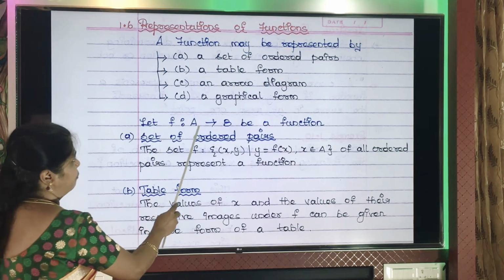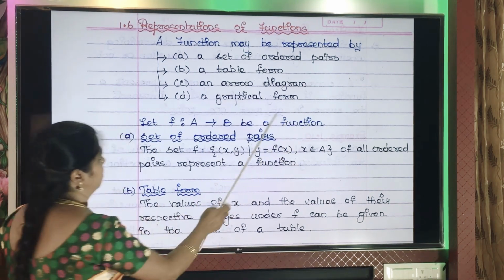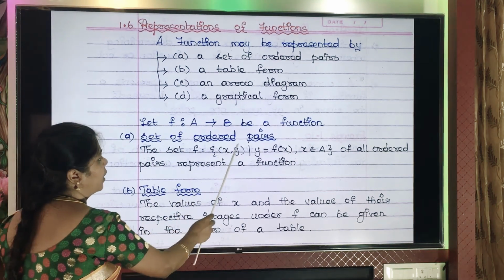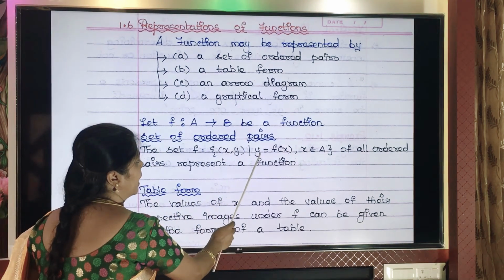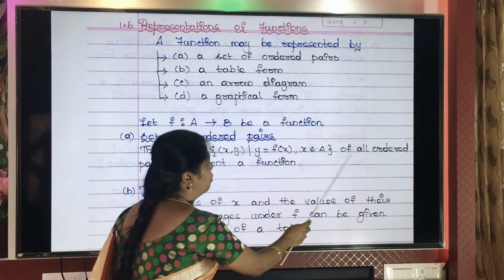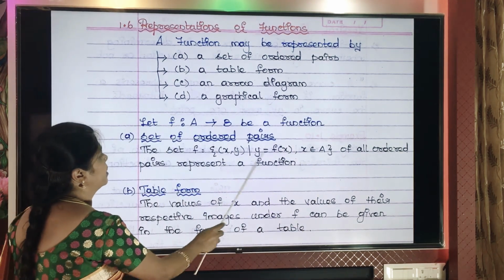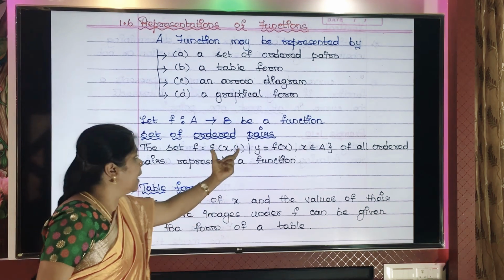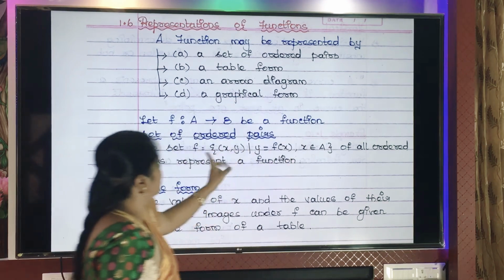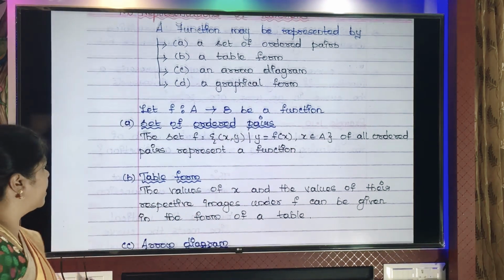F is a function from A to B. Then the set F is equal to the set of all ordered pairs (x, y) such that y equals f of x for x belonging to A. All ordered pairs represent a function. So writing ordered pairs within set brackets is what is called the set of ordered pairs.